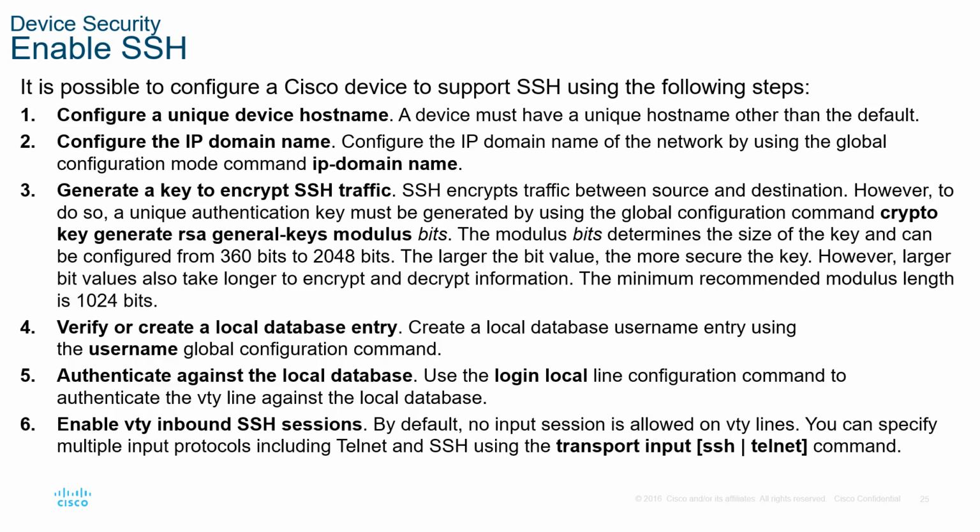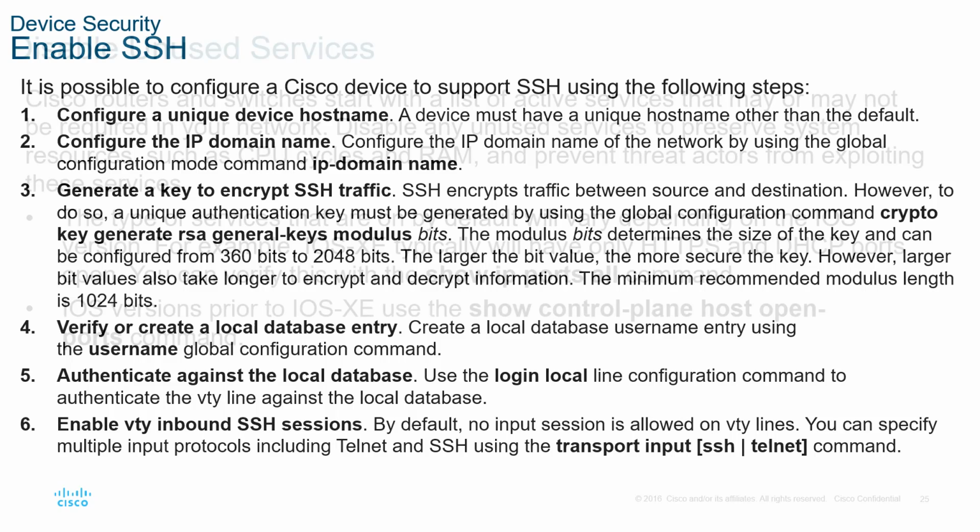So how do we set up SSH? 6 general steps. Configure the host name, configure an IP domain name, generate the appropriate keys, verify a local database entry with a username, make sure to authenticate against the local database using login local, and then enable SSH on the appropriate interfaces. That will allow us to set up SSH.